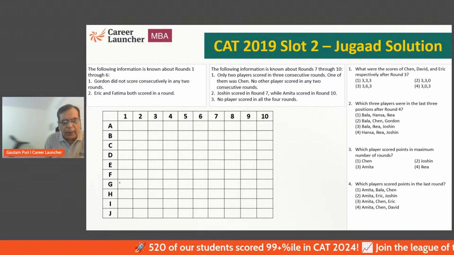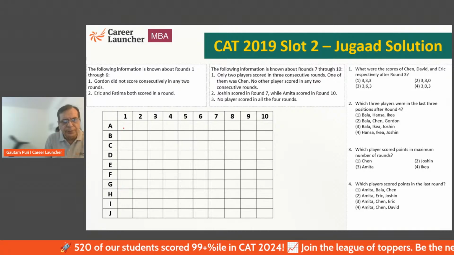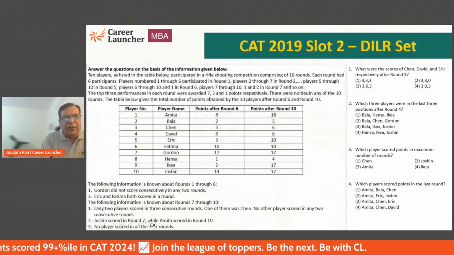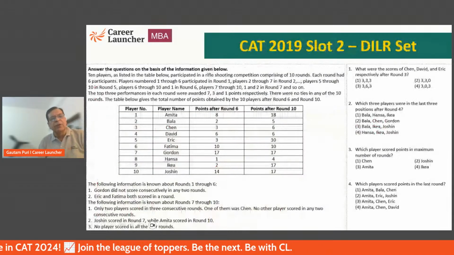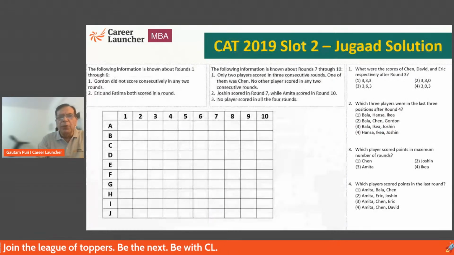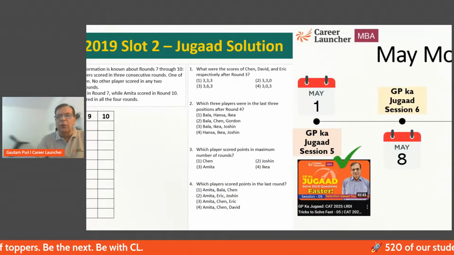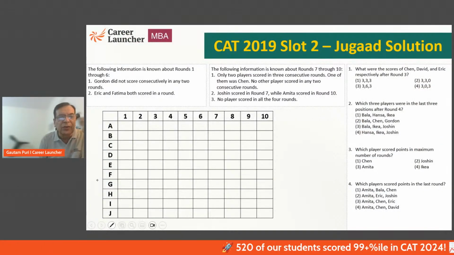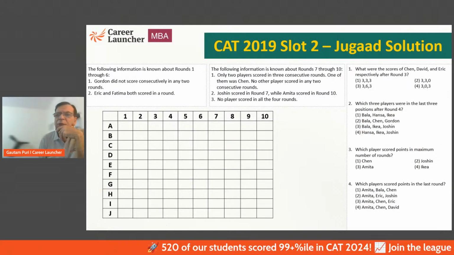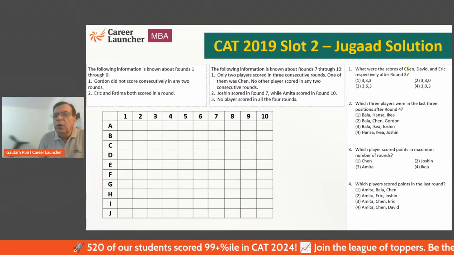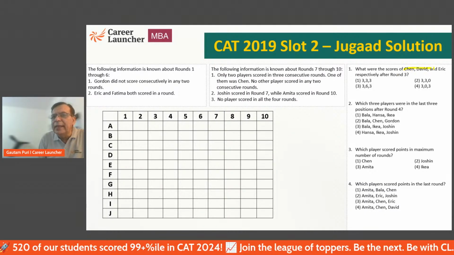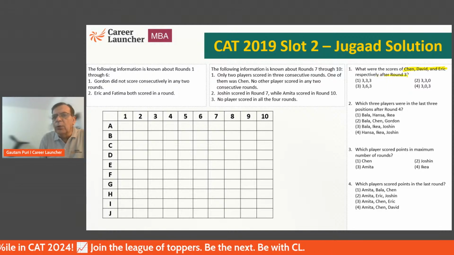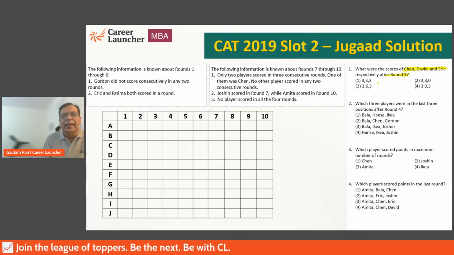Okay. Round 1, we have 1 to 6 and 2 to 7. And then we have this specific information of the points also. But before I do anything else, I also want to look at the questions. So let's look at the question. What are we supposed to do? Question 1 says, what were the scores of C, D, and E after round 3?